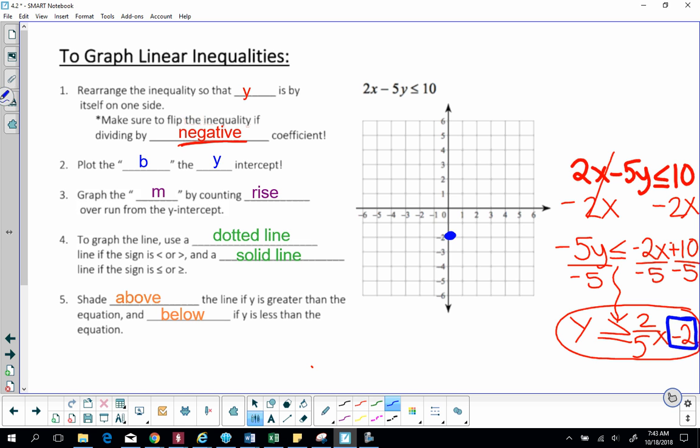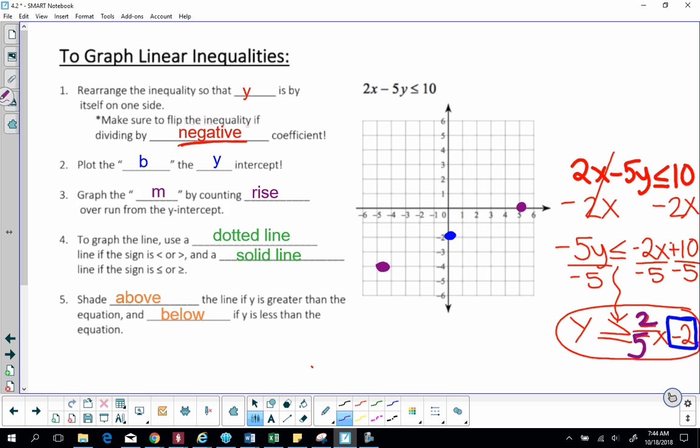Then I'm going to do the slope, which is the rise over run, which is what we've been doing. So since it's positive, am I going up or down? Up, right? So I would go up 2 over 5, and always to the right. So up 2 over 5, plot. You can even extend it by going down 2 over 5. Don't draw a line through it.